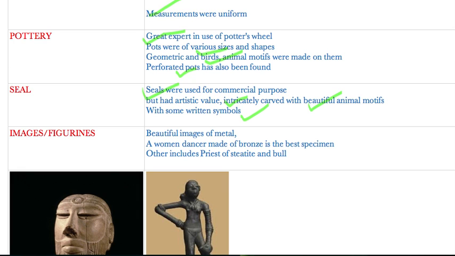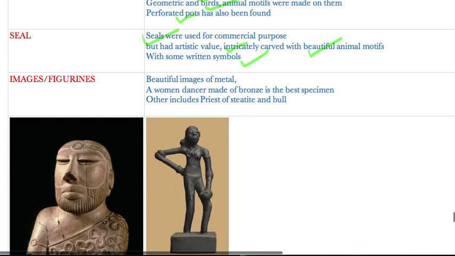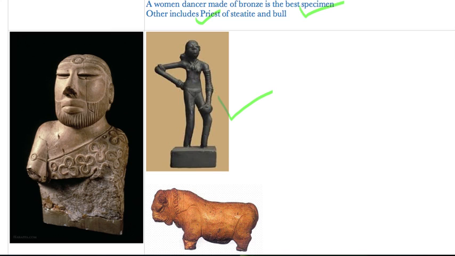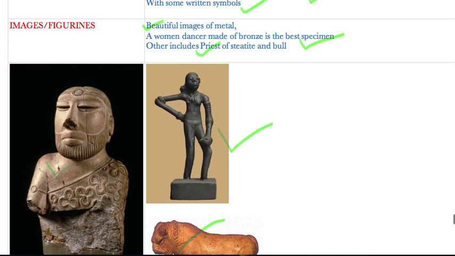Then images and figurines. There are a lot of images and figurines, but some of the important ones are beautiful. They were makers of beautiful images of metals. So a woman dancer of bronze is the best example. You might have seen this image many times. The other specimens are the priest and the steatite bull. This priest is also very famous and very intricately designed, and this bull is also very famous and intricately designed. So these are some of the examples of images and figurines.